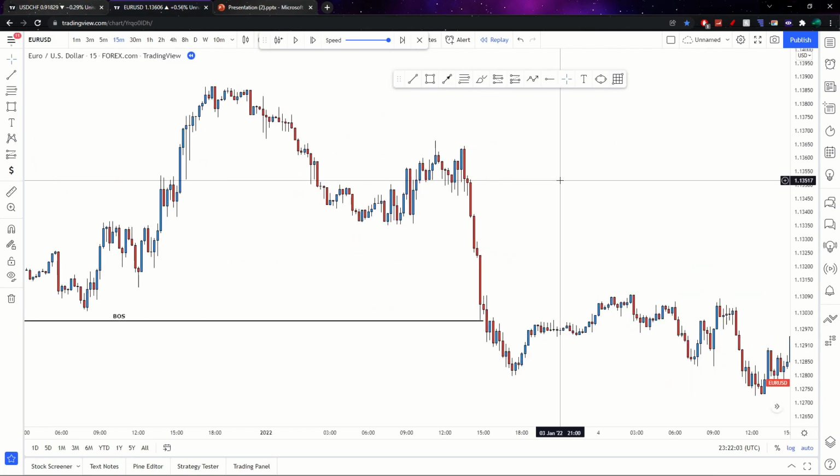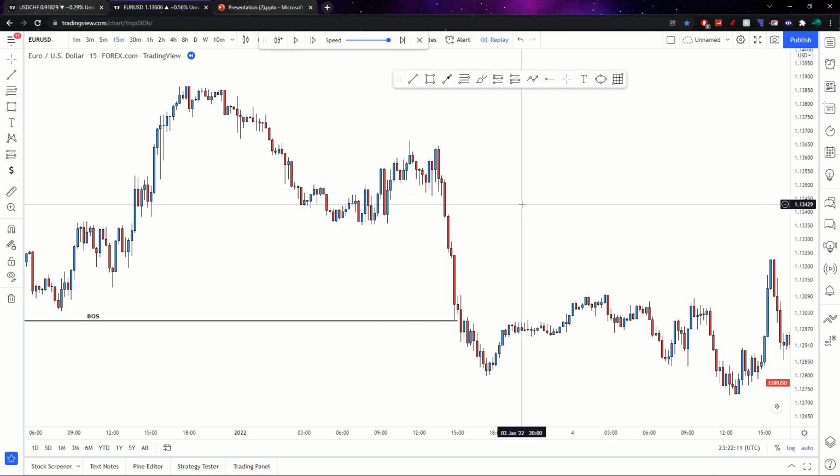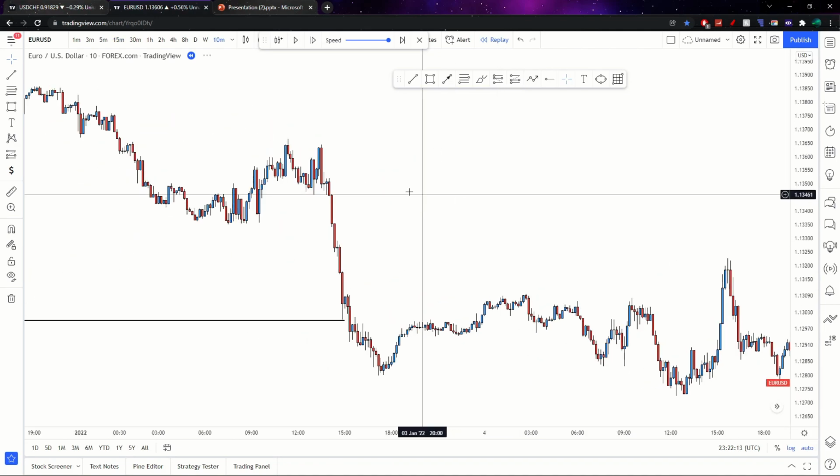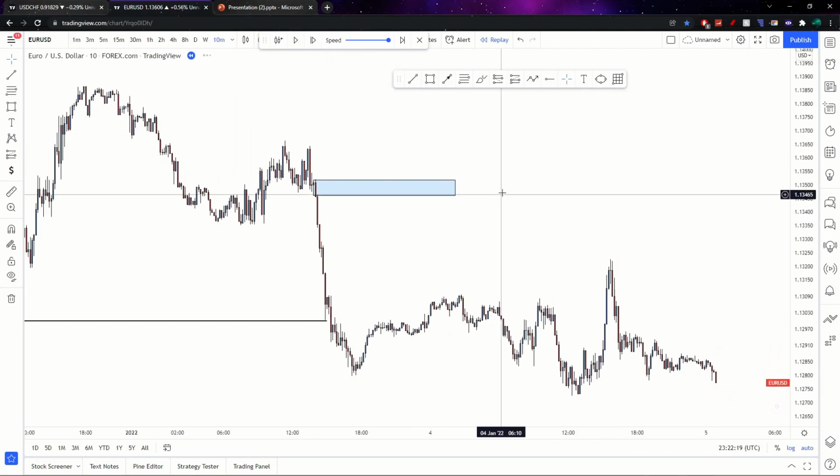And there could very well be a POI within this area. So for example here, or within this wicked area over here, something like that, there could be a POI. If I move down to the 10-minute, that's exactly where I spotted this area right here. And by definition, this is a really nice order block.